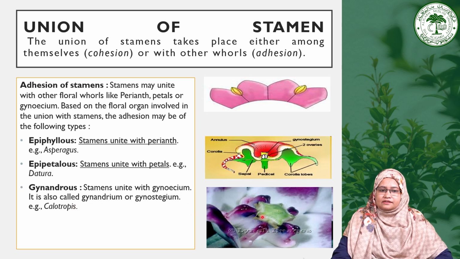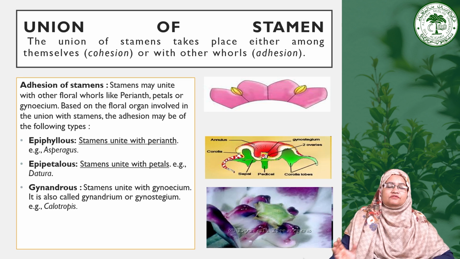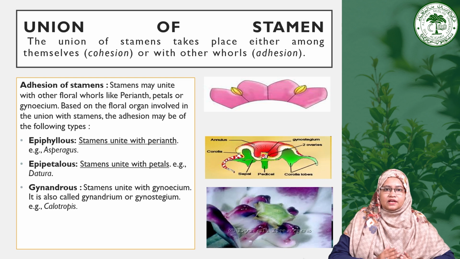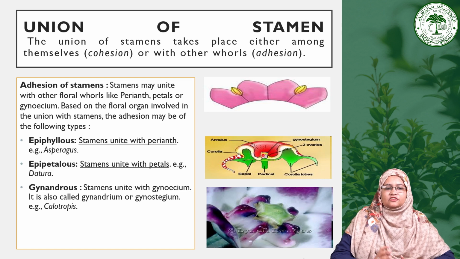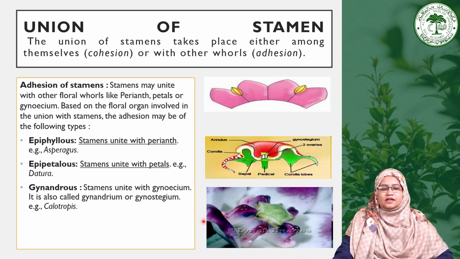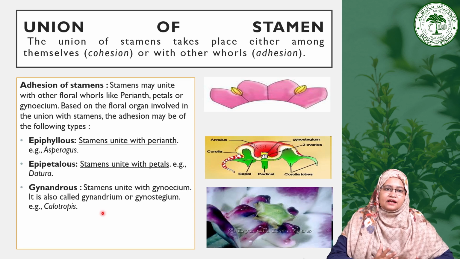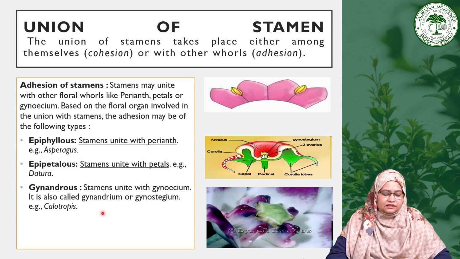It is also called gynandrium or gynostegium, as you can see here. In this case, the anther is fused with the stigma of the flower, forming a gynostegium. It is formed by the fusion of anther and stigma of a flower, and this is called the gynandrous condition, in which the stamen is fused with the gynoecium. So these are the types of adhesion present in the stamen.